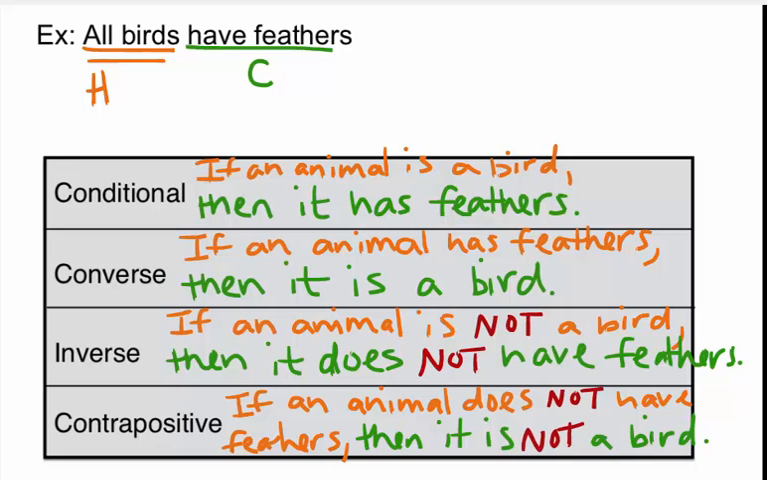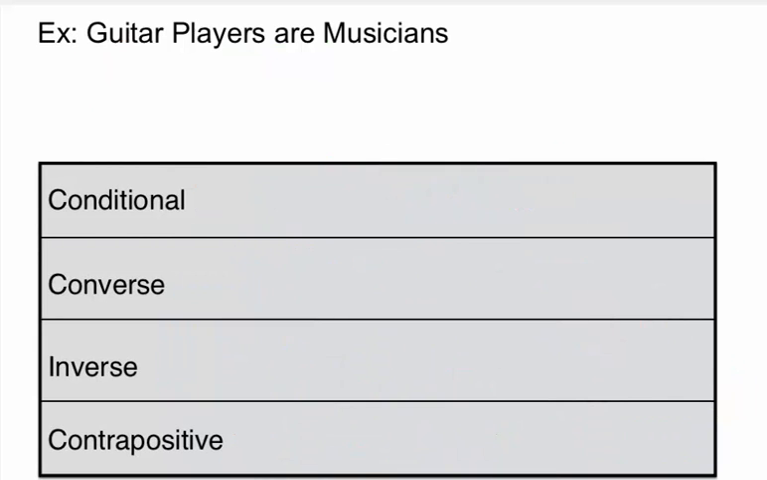So I'm going to see if you can figure a couple examples out on your own. So just pause the video, see if you can figure it out by yourself, and then you'll check the answers. So here's another example. The statement is, guitar players are musicians. Again, identifying that my hypothesis here is you are a guitar player. The conclusion being, then you're a musician.